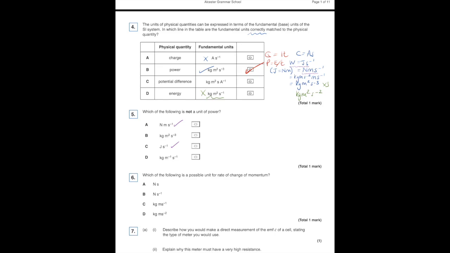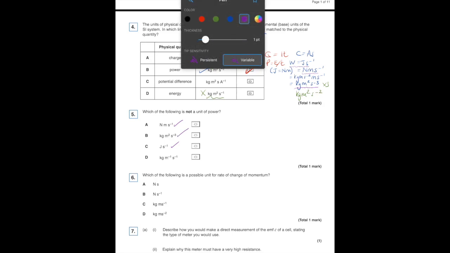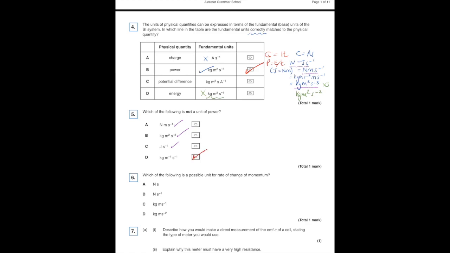All right, if we then keep going, we're now saying, well, okay, kilogram metres squared seconds to the minus 3. If we look down, that's exactly what we ended up with for our working for question 4. So that one is okay. So once again, by process of elimination, the answer here is going to be D.